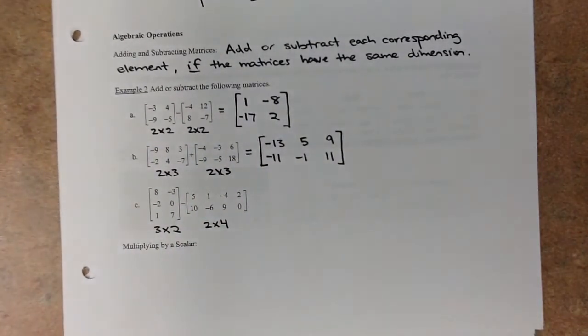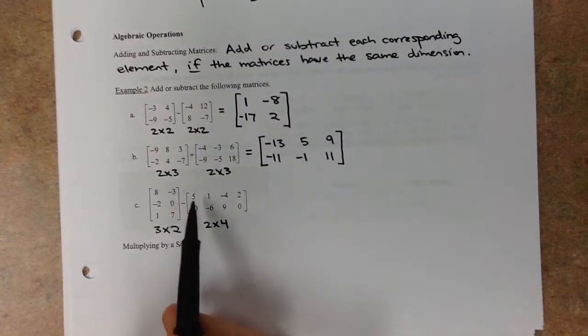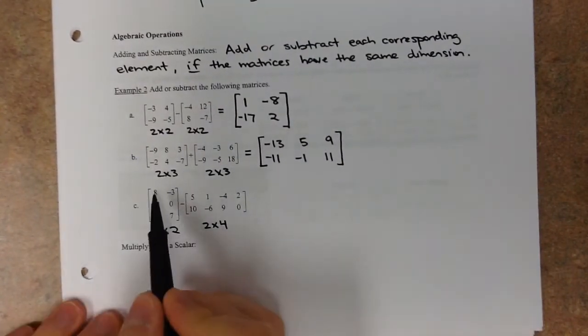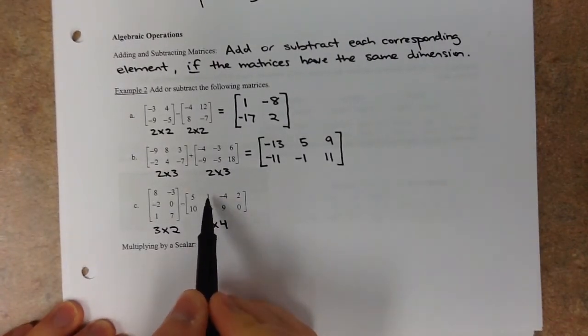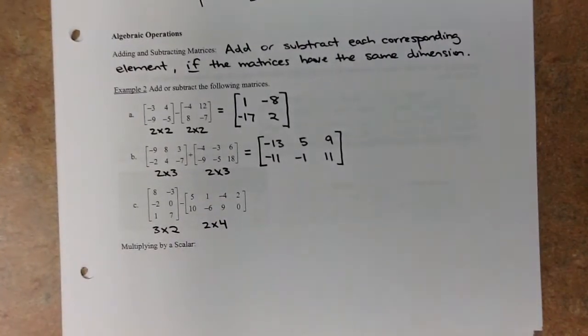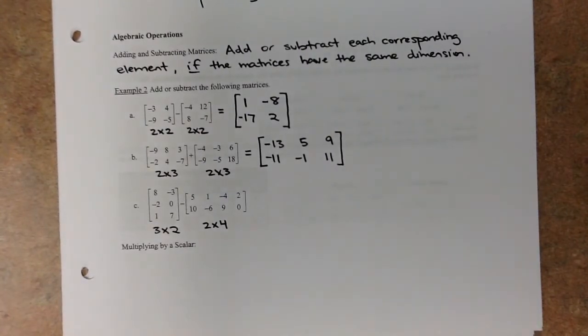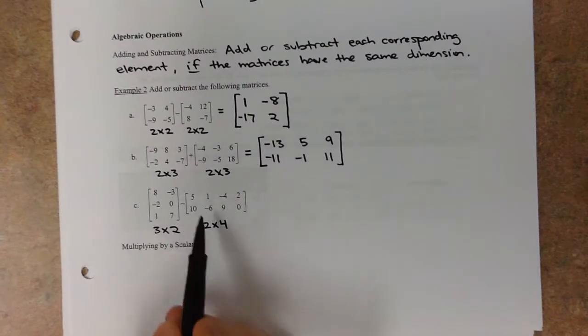This one, they don't have the exact same dimension, and so therefore, I wouldn't even know how to add or subtract them. Maybe I'd try to add the 8 and the 5, or subtract the -3 and the 1, but then I run out of elements here. If they don't match perfectly, then I can't figure out what the corresponding elements are, so I couldn't possibly add or subtract them. They don't even have the same number of elements.